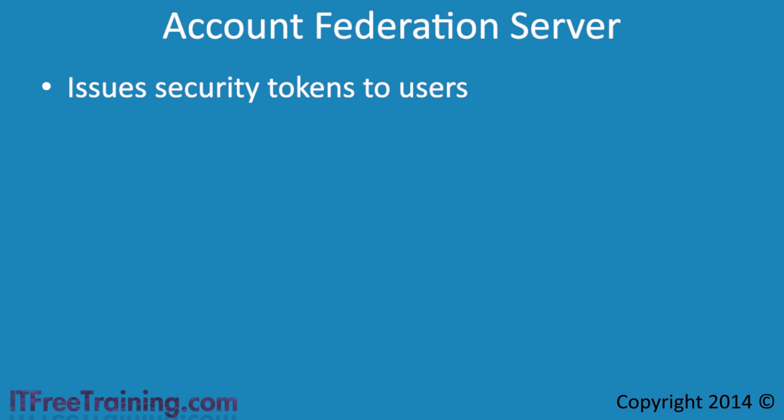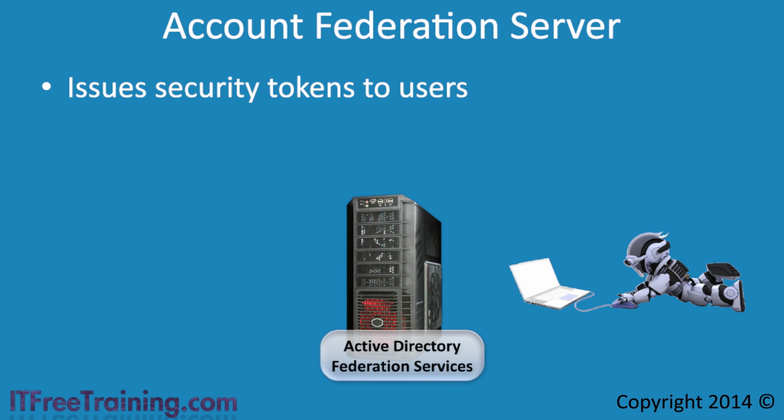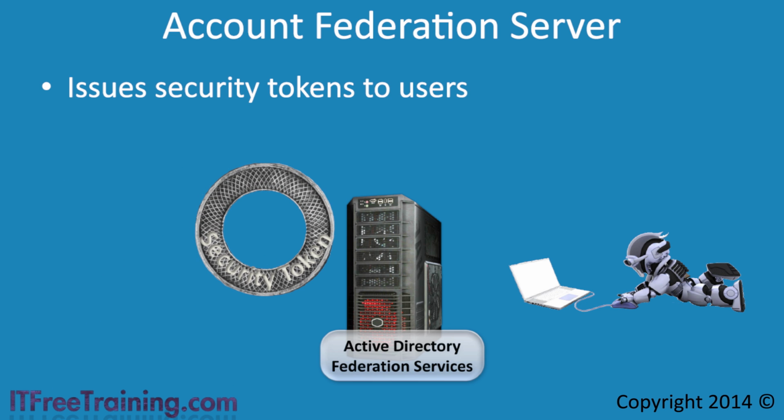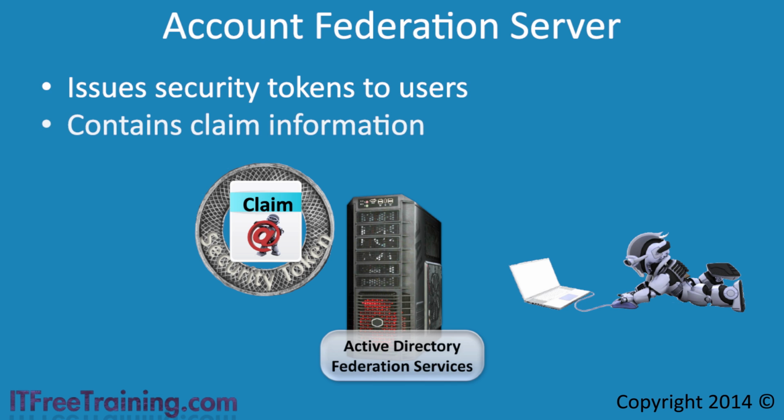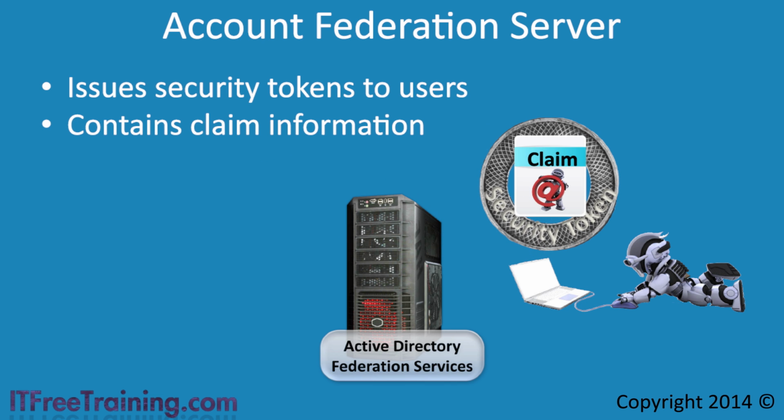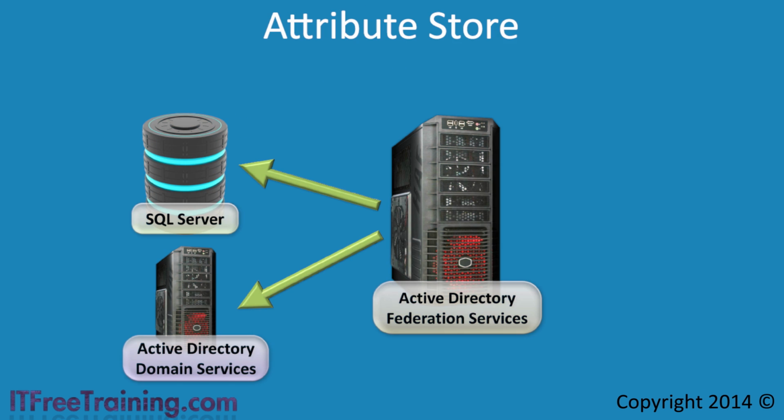To understand what a security token is, consider that you have an Active Directory Federation server and a user. The Active Directory Federation server will create a security token. Inside this security token is placed a claim. The security token is then given to the user. Thus, an Account Federation server provides security tokens to the user. So the question is, where does the Federation server obtain the information to put inside the security token and the claim? To obtain information to create a token, information is obtained from an attribute store.